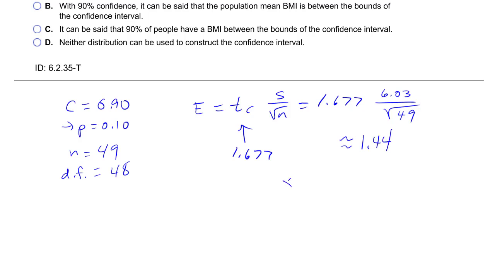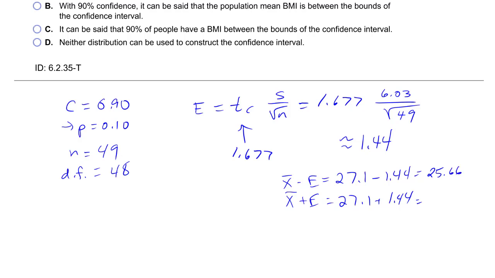And we're just going to take that and use it to build our confidence interval. So x bar was 27.1. I'm going to subtract 1.44, and I'm going to add 1.44, giving me 25.66 and 28.54. And that's going to be my confidence interval.